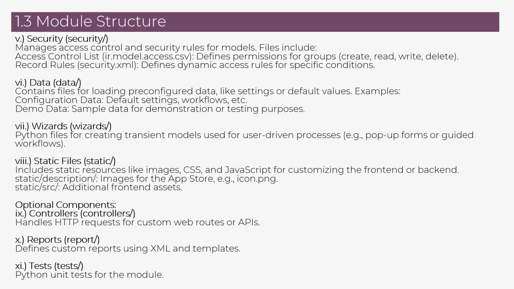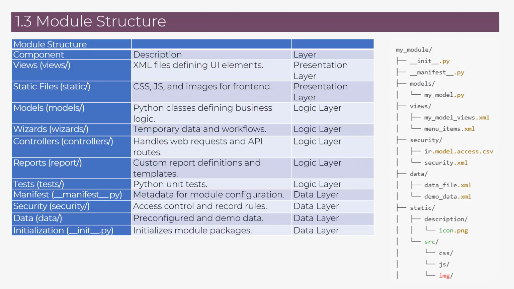Also, there is an optional folder called reports. This defines custom reports using XML and templates. Also, there is an optional folder for tests, where Python unit tests for the module are kept. So at a bare minimum, when we will be customizing, we expect our custom folder to have an initialization file, a manifest file, and the below folders or directories, that is models, views, security, data, and static.